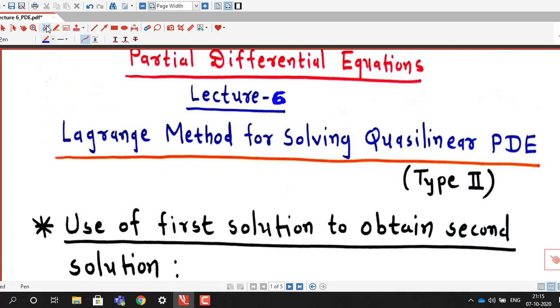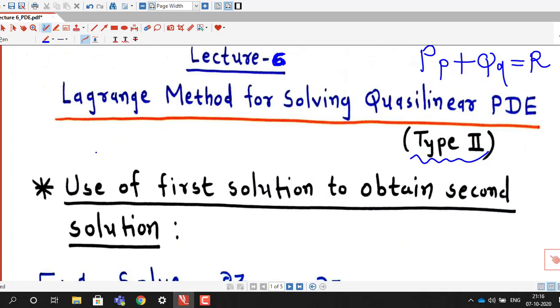So we were solving Lagrange quasi-linear equations, and as I discussed, there are 4 different types to solve Lagrange auxiliary equations, and we have seen type 1 in the previous lecture. Today we are going to discuss type number 2 for solving Lagrange auxiliary equations.